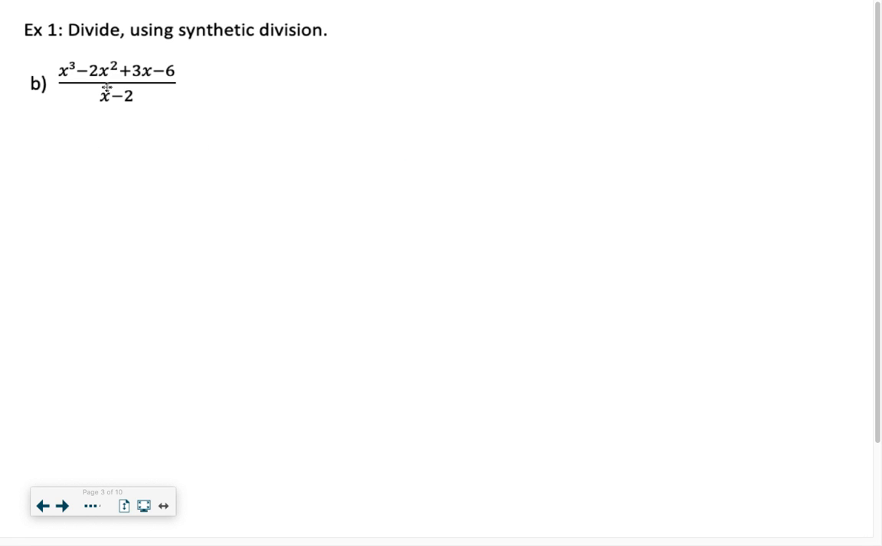So on this one, again, first step, look at the denominator and think about setting it equal to 0 and solving. Okay, you don't have to write that step down. So if we did that, we would get 2. Then I want to list out the coefficients of my numerator. So that'll be 1, -2, 3, and -6. So the process: bring this first number straight down, then multiply. 1 times 2 would get me 2. Then add: -2 plus 2 is 0.